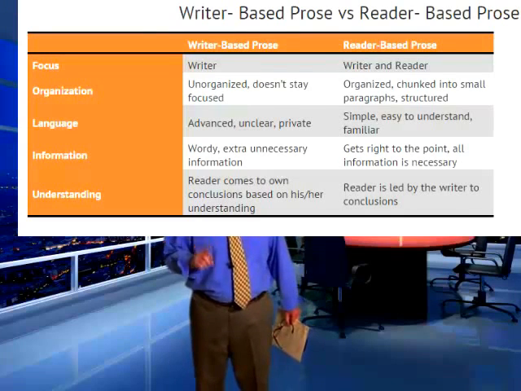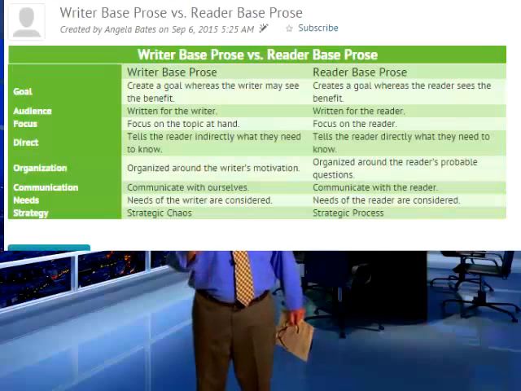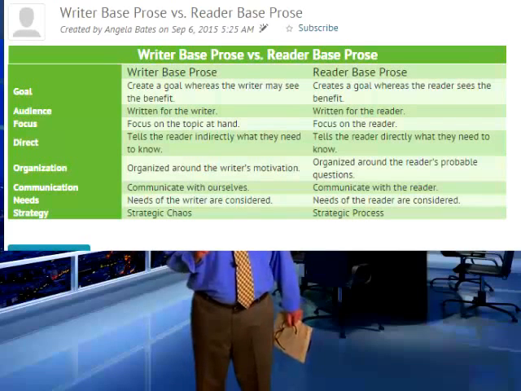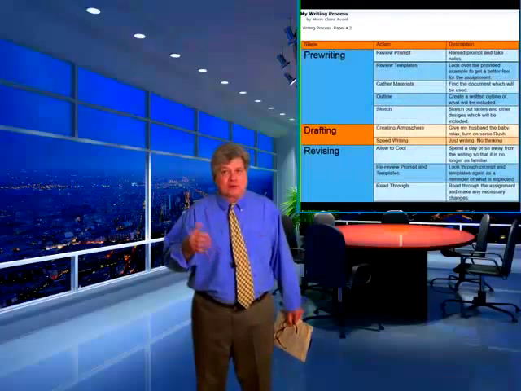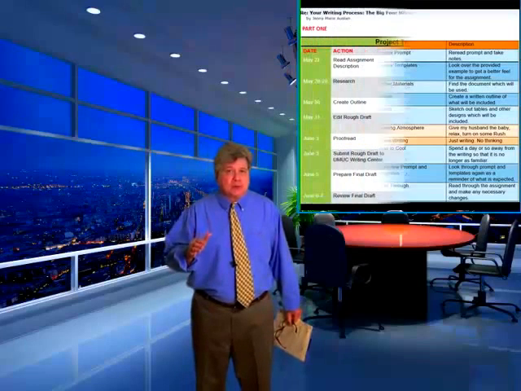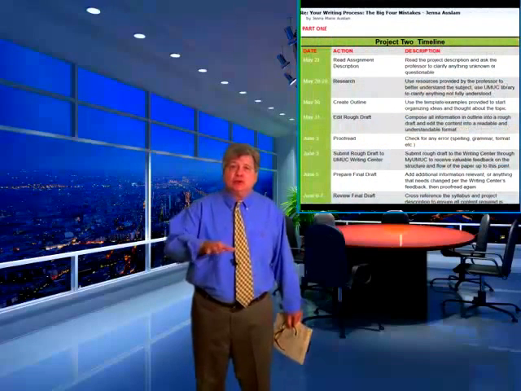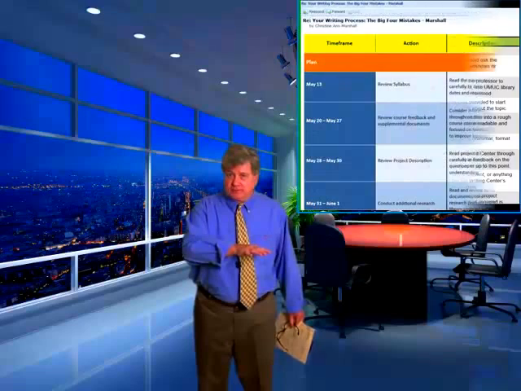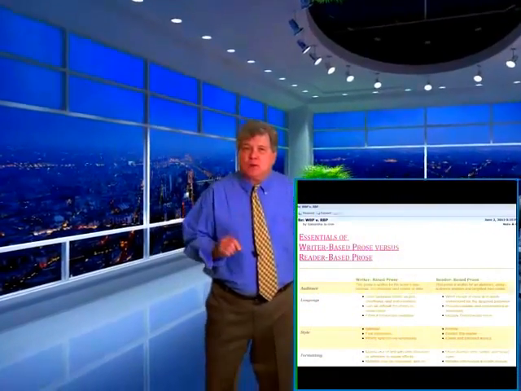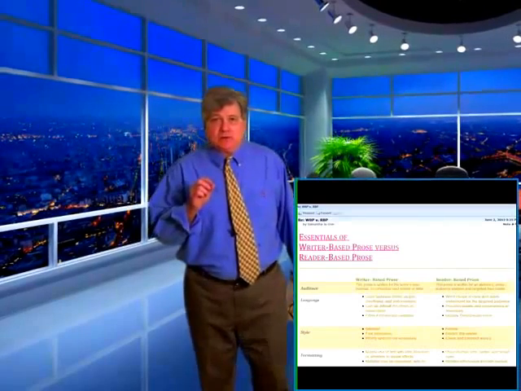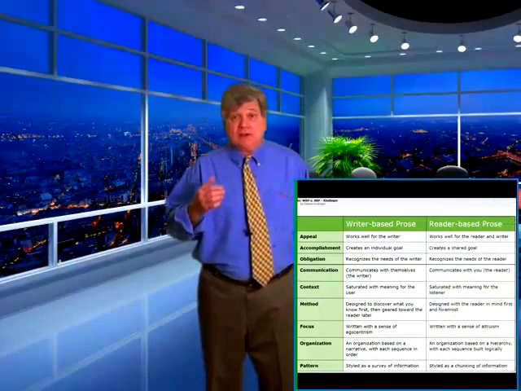I want to talk about those tables. Reason number 2, in your project 2, in terms of content, one of the main things that I'm looking for is your ability to translate or transform writer-based prose, the bad stuff, into reader-based prose, the good stuff, and be able to tell what you did, to analyze what you did and why you did it. And that's why the information in those tables that you did this week is so important.